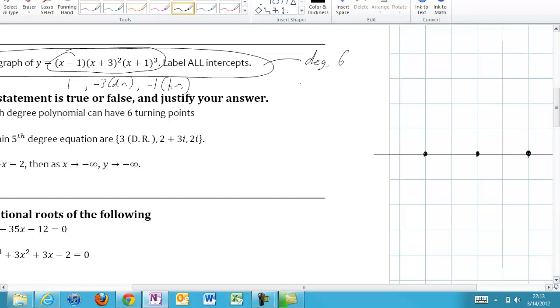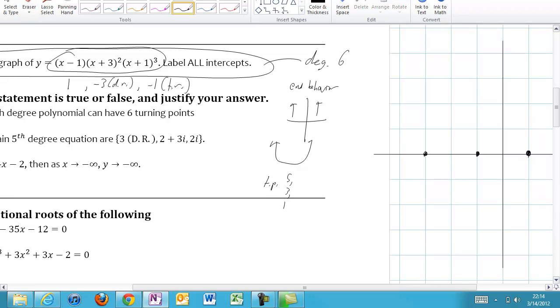We also have positive coefficients, so my end behavior is something along the lines of this, which means the graph is going to do something like that. Some other things I can tell: if it's degree 6, there are either 5, 3, or 1 turning point. We'll get to that and use that as a check. That's my turning points.